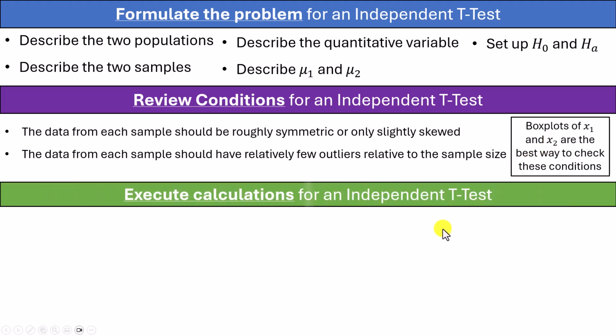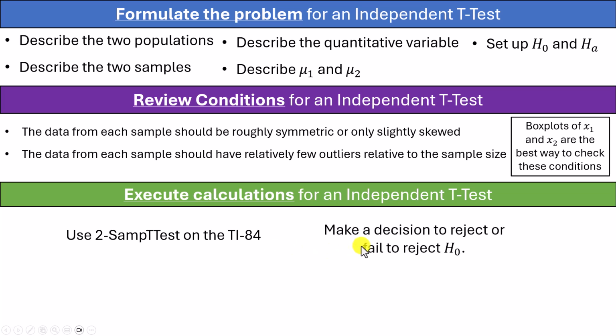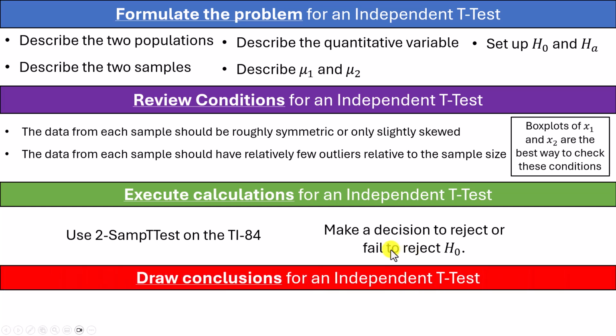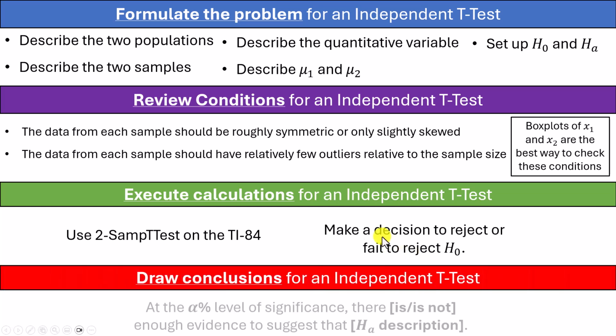In the execute calculation step for an independent t-test, we're going to be using the two-samp t-test option on the TI-84. We will also make a decision to either reject or fail to reject our null hypothesis in this step. Finally, we will draw conclusions, which will involve writing a statement using this template. At the alpha % level of significance, there either is or is not enough evidence to suggest our alternative hypothesis.